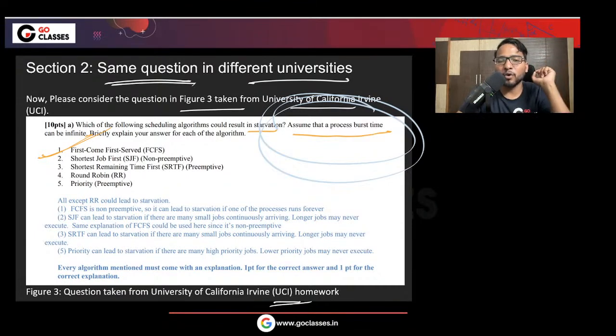By the way, GoClasses was the only one. You can see our YouTube channel, the live streaming that was just after the GATE exam, and we were the first ones to claim that FCFS may have starvation. In fact, if you go to my GATE Overflow answer, I clearly mentioned that ACD or CD could be the answer. We were the only ones. I just want to emphasize this.